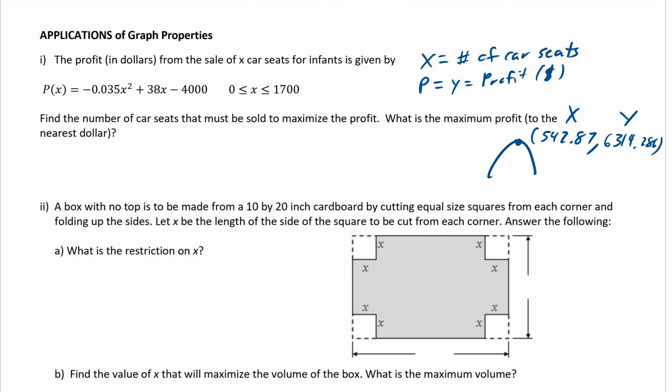It says find the number of car seats that must be sold to maximize profit. So we have X equals 543 car seats, because you can't sell half a car seat or 0.87 car seats. And then our max profit is the Y value. It's that easy. You're just plugging these in and interpreting. So max profit here would be $6,314.29.